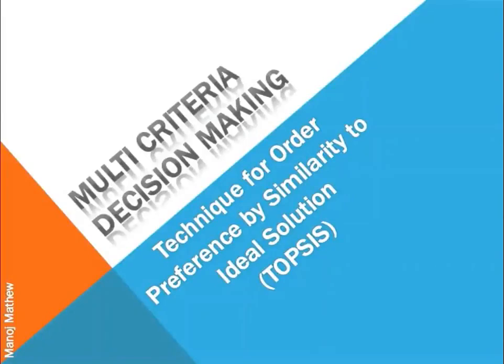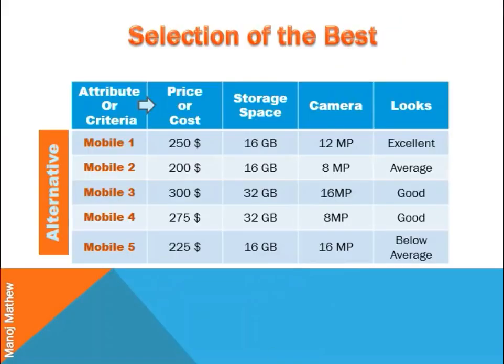Hello all. Today we will look at a very well known and commonly used method, which is known as TOPSIS. This method is based on the concept that the best alternative should have the shortest distance, that is the Euclidean distance, from the ideal solution. The full form of TOPSIS is Technique for Ordered Preference by Similarity to Ideal Solution.